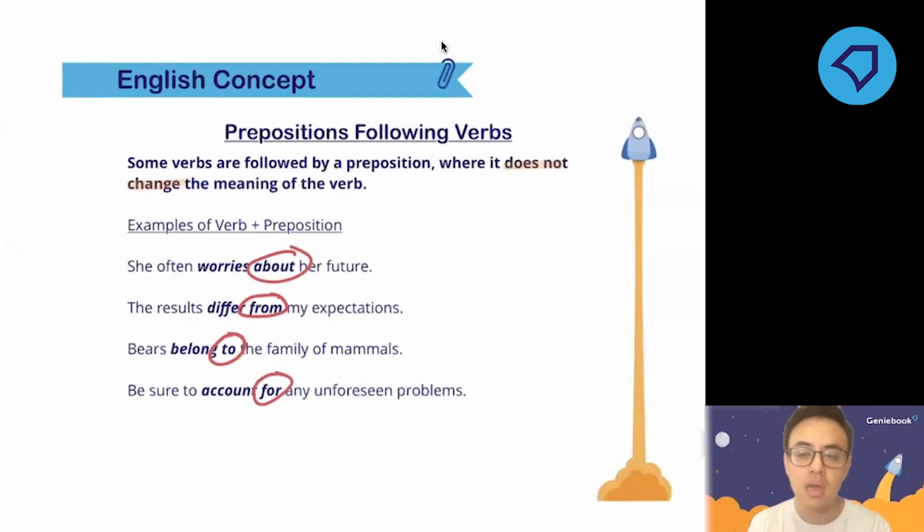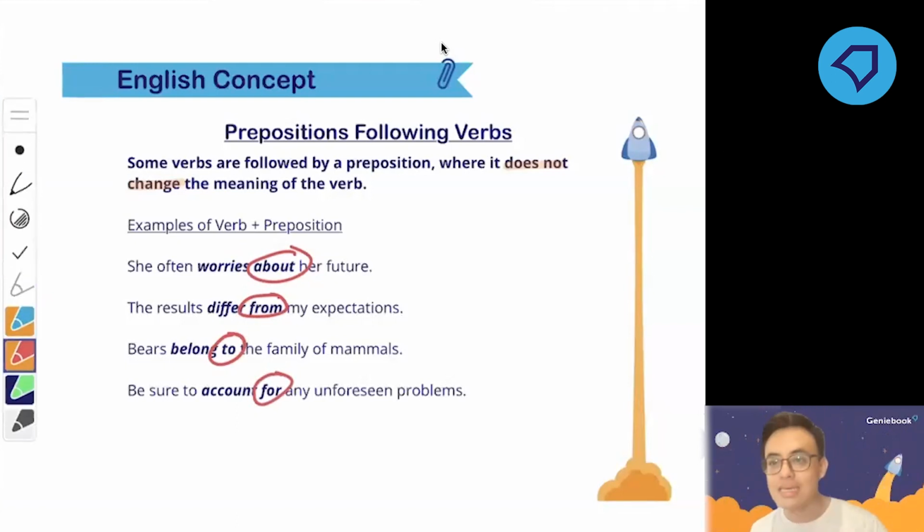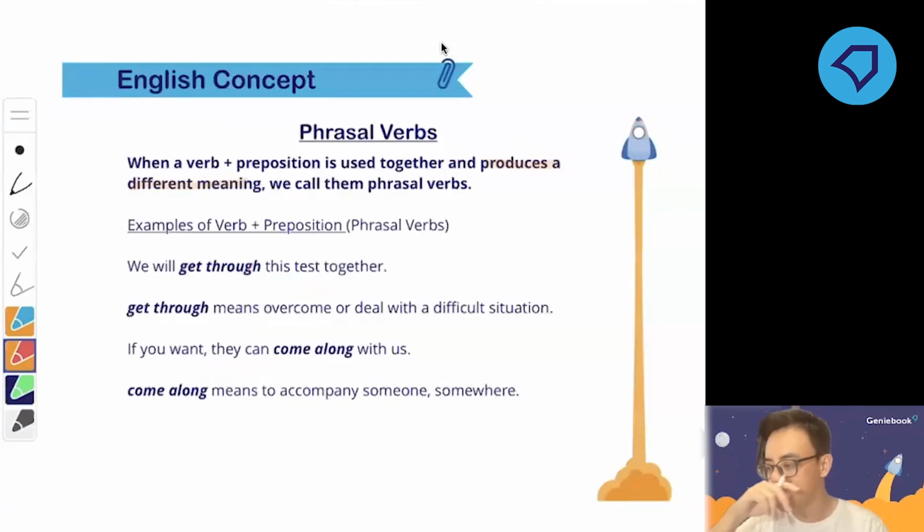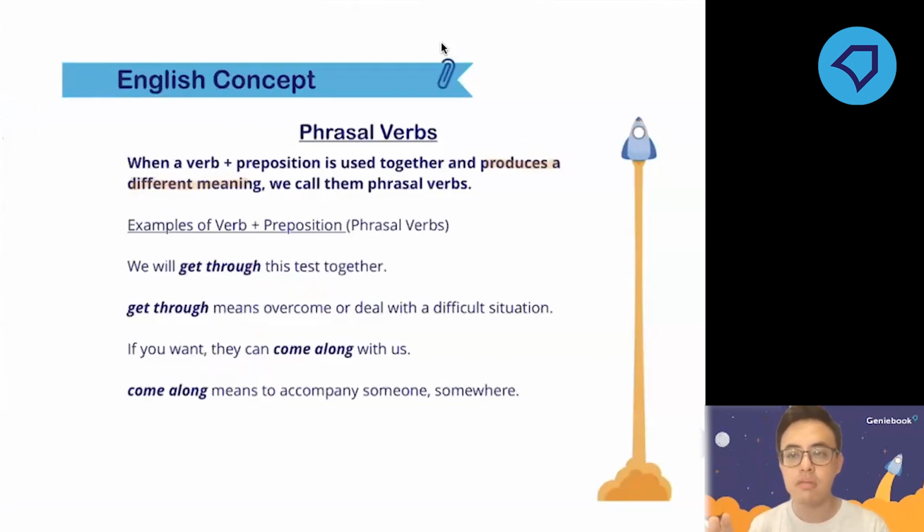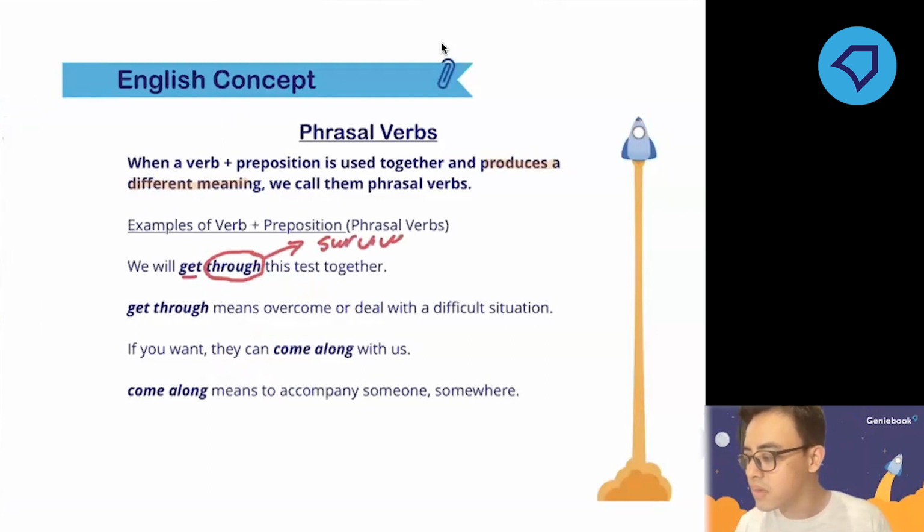Because there are cases where a preposition comes after a verb and the meaning completely changes, which is like this. Now, when this happens, we call this a phrasal verb. The word "get" means, like, I get this. But when I add the preposition "through," you're not getting anything. You are getting through this, which means that you will survive this. So to get through something means to survive or to succeed.